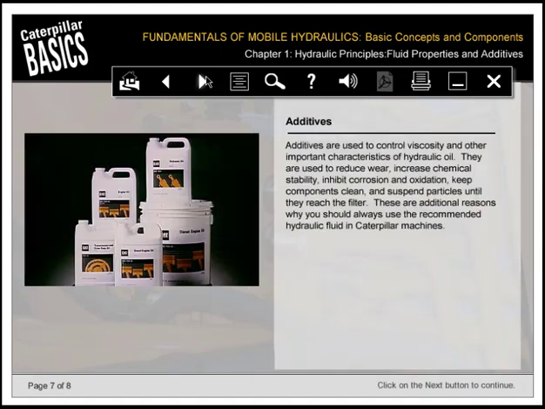Additives are used to control viscosity and other important characteristics of hydraulic oil. They're used to reduce wear, increase chemical stability, inhibit corrosion and oxidation, keep components clean, and suspend particles until they reach the filter. These are additional reasons why you should always use the recommended hydraulic fluid in Caterpillar machines.